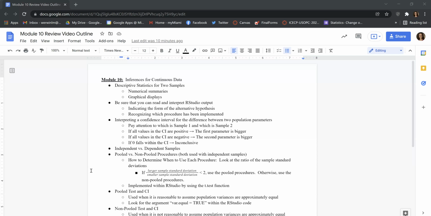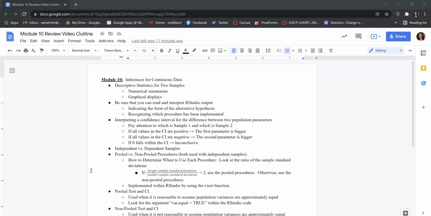So if this ratio of the larger in value sample standard deviation divided by the smaller in value sample standard deviation is less than 2, then we use the pooled procedures. And it's reasonable to assume that the population variances are approximately equal. Otherwise, we have to use the non-pooled procedures because it is not reasonable to assume that the population variances are approximately equal. Both of these are implemented within RStudio by using the t.test function.